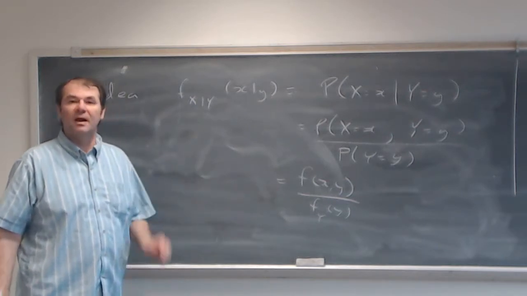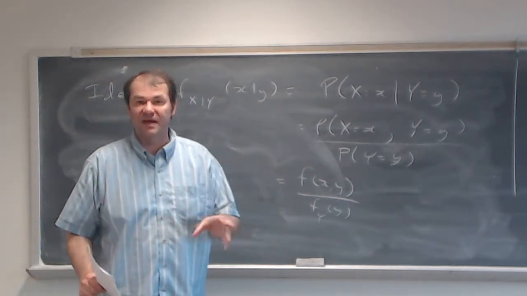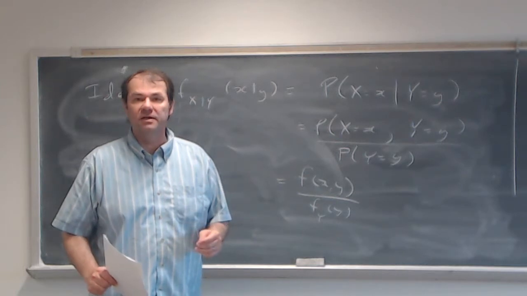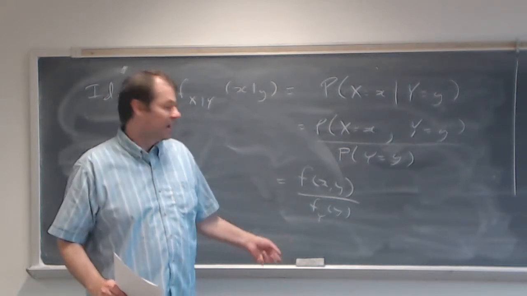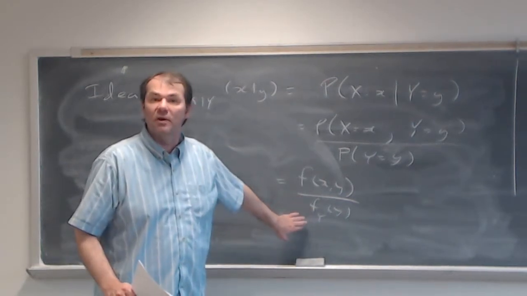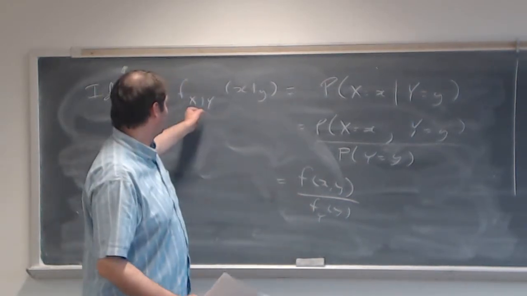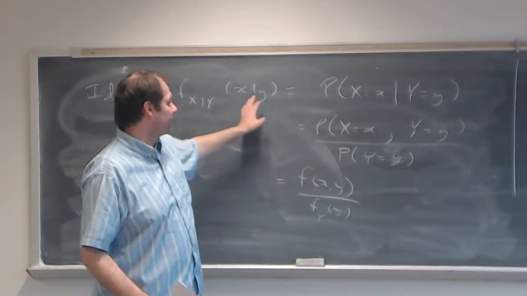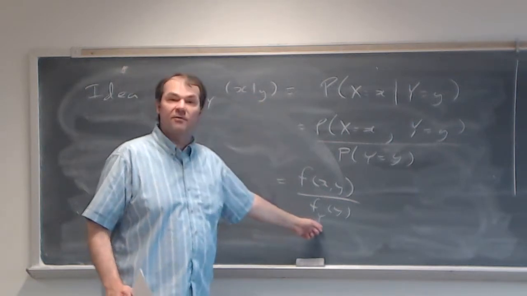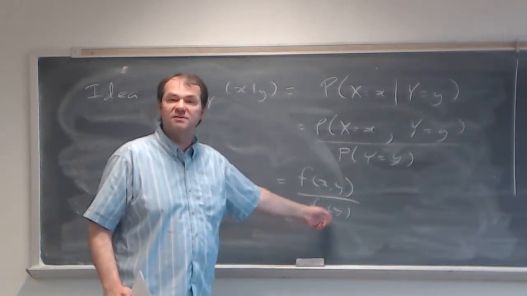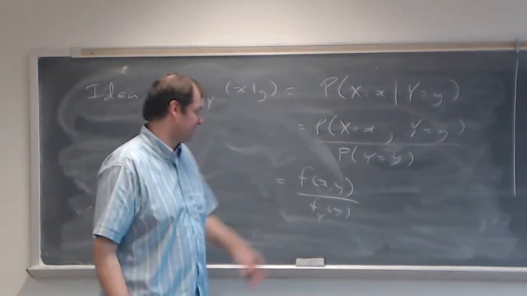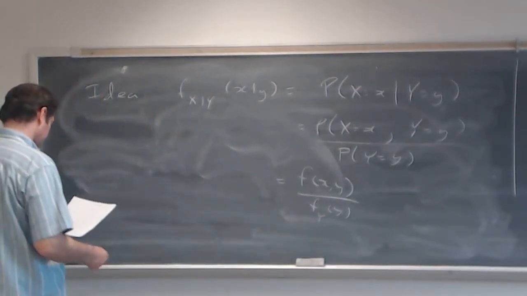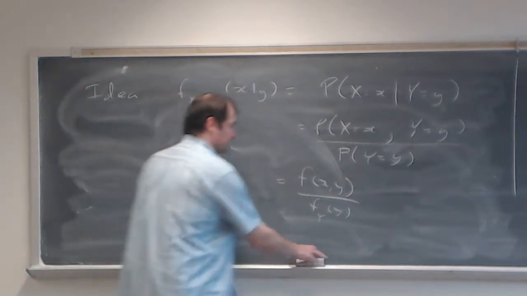One of the things I failed to write in the definition for the conditional probability mass function of X given Y is that it's only defined for values of y where f sub Y of y is non-zero. That's kind of clear from the definition. Okay, so next, let's look at an example.